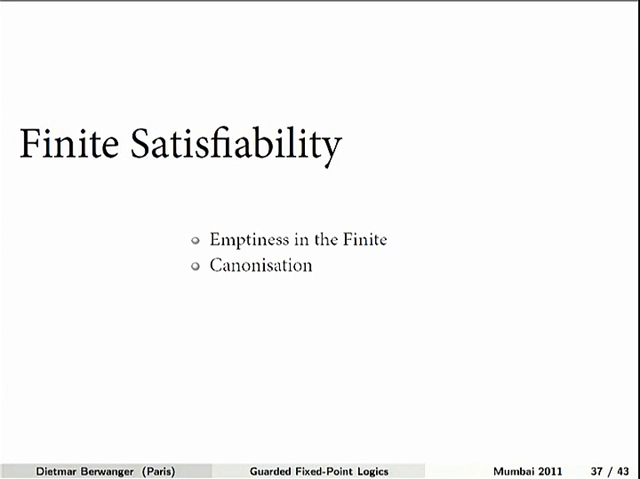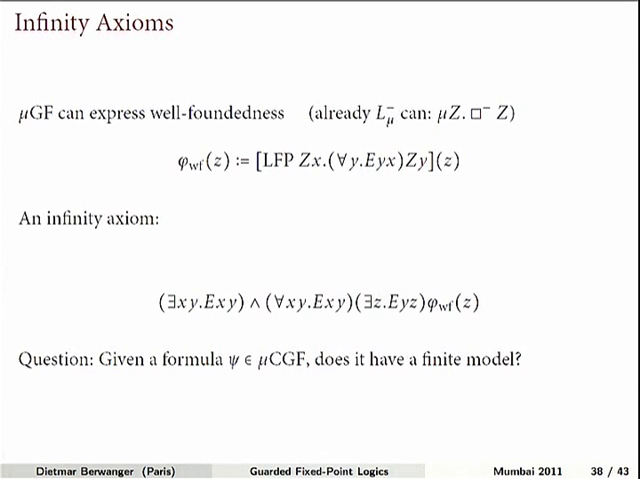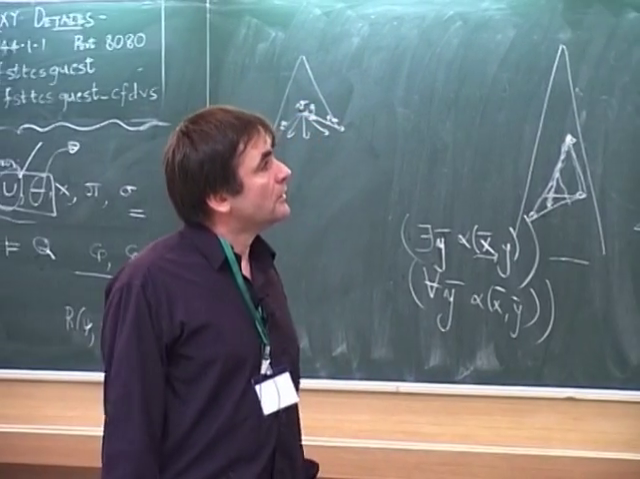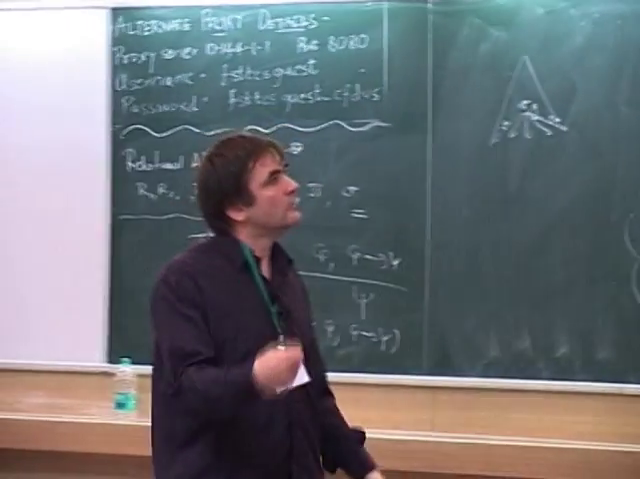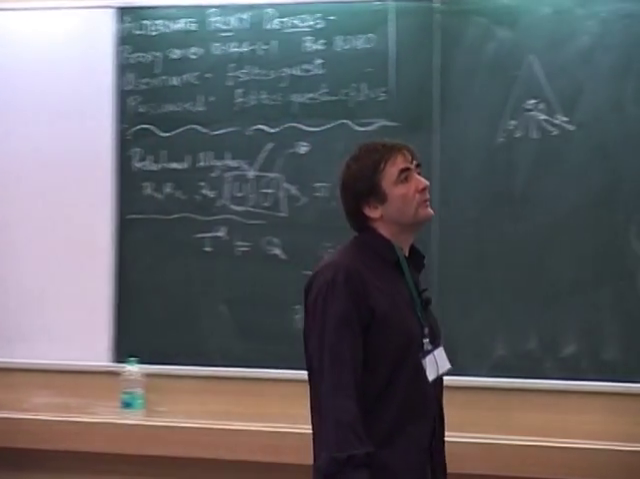Now, the question is how to turn this into an algorithm for finite satisfiability. Why do we need it? So we can express infinity axioms. Actually, we don't even need the guarded fragment for that. Already in the mu-calculus with backwards modalities, you can say that a relation is well-founded. So you can only run backwards for a finite amount of time. And we can come up with an infinity axiom on the basis of this.